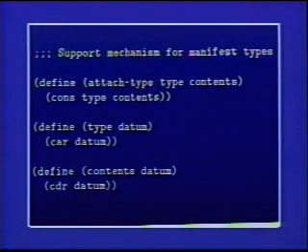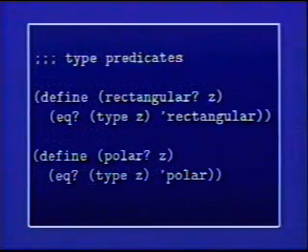Now, along with that, the way we use our typed data is we'll test, when we're given a piece of data, what type it is. So we have some type predicates with us. For example, to see whether a complex number is one of George's, whether it's rectangular, we just check to see if the type of that is the symbol rectangular. And to check whether a complex number is one of Martha's, we check to see whether the type is the symbol polar. So that's a way to test what kind of number we're looking at.